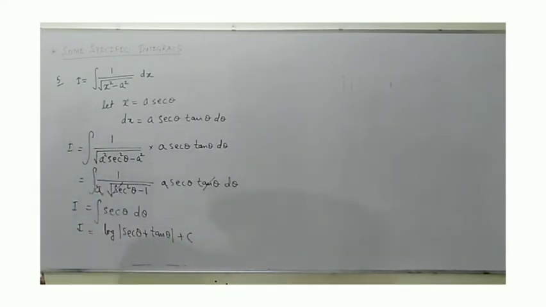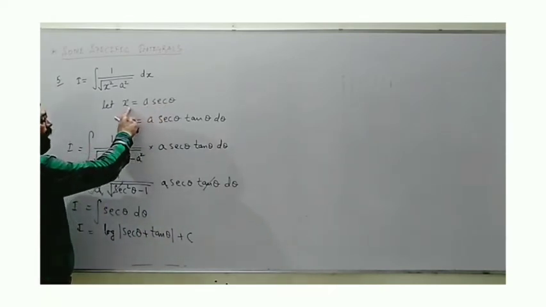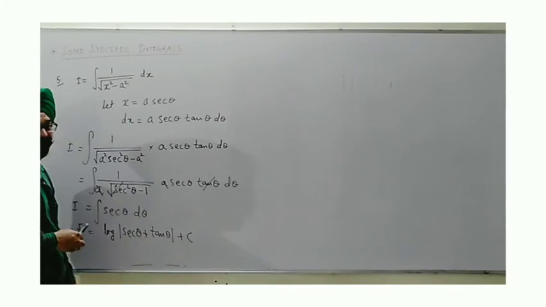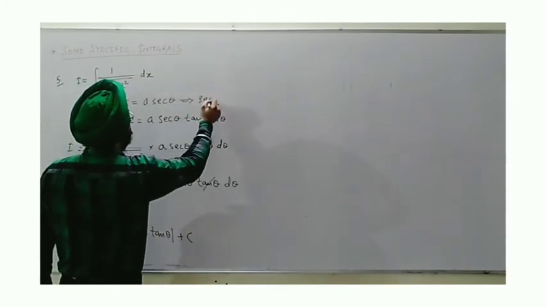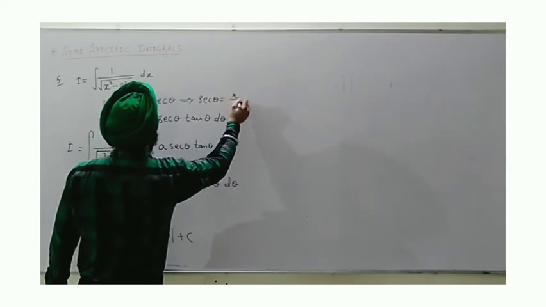This cannot be considered the final form. Reason: because we were given the function in terms of x, obviously we need to find the values of sec theta and tan theta in terms of x. Sec theta, we see, is x upon a. Tan theta also we need to obtain. From here we can say that sec theta is x upon a.